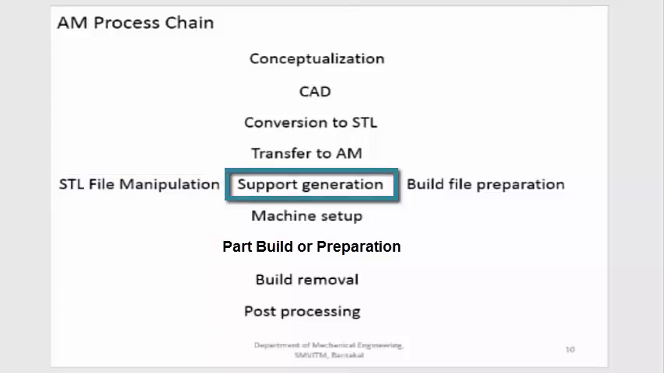Now you have to say whether you want support in any area, what is the shape of the support you want, what is the density of the supports you want to create, whether you want to create solid supports, whether you want to create hollow supports. So all these things you have to give as input parameters to the AM software. There only you will get it.